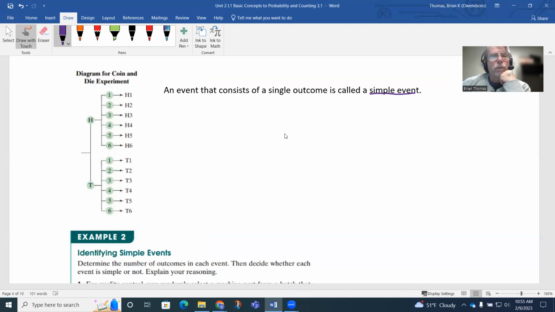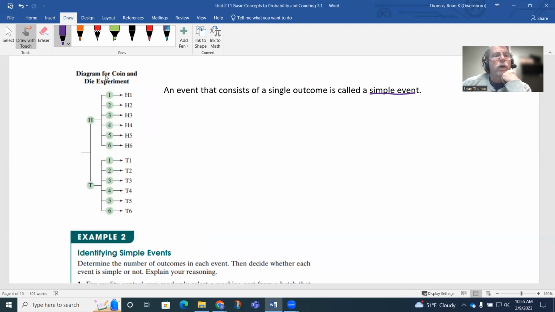If we look at a coin in a diagram, notice how if we flip the coin one time, there's only going to be one outcome. It could be either a head or a tail.